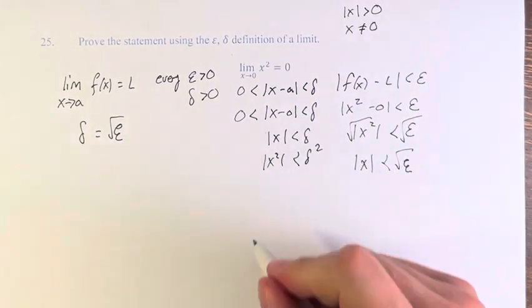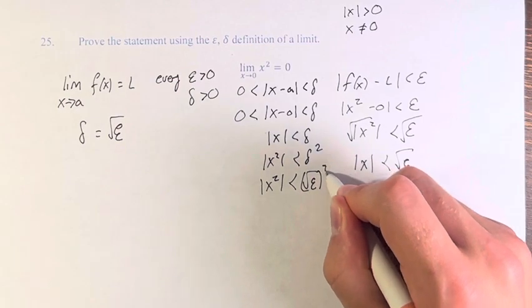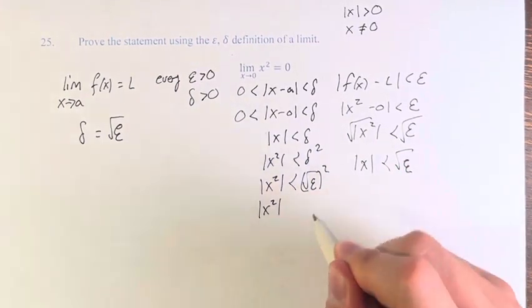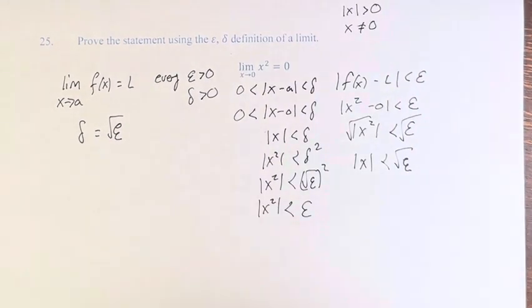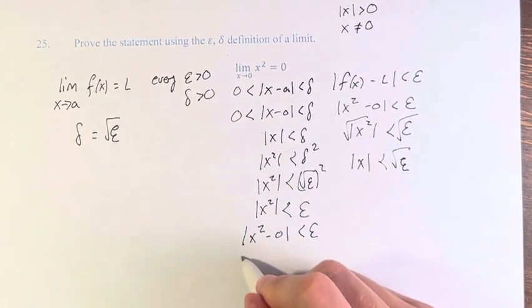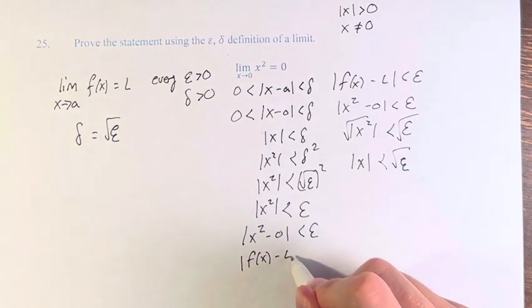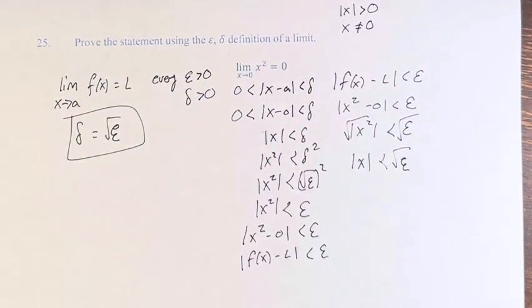Plugging in the square root of epsilon here, we have the square root of x squared is less than the square root of epsilon squared. And the absolute value of x squared is less than epsilon. If we subtract 0 from x squared, we can see that f of x minus L is less than epsilon. Therefore, this relationship is true for the limit.